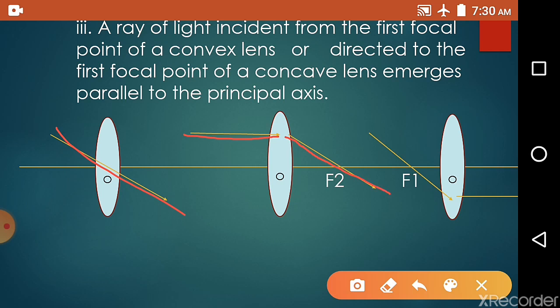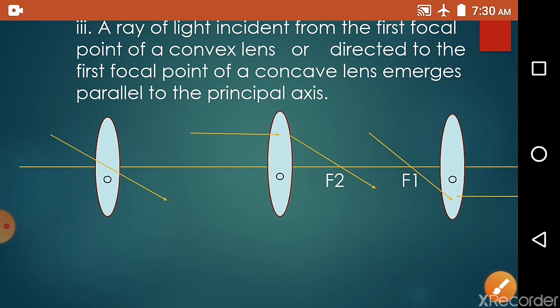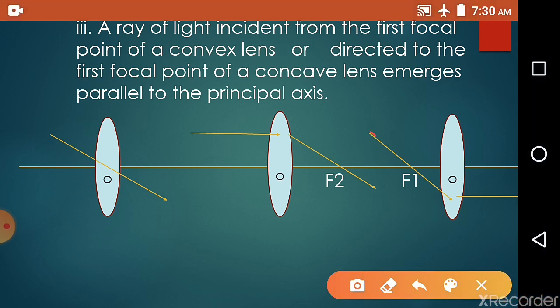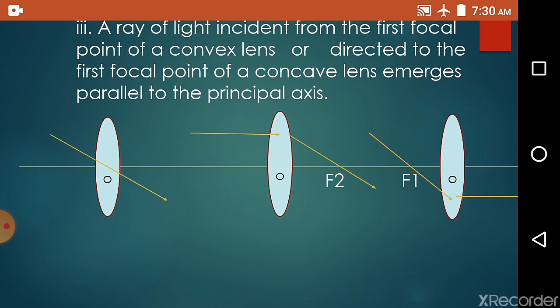Now the third one. See this one first. In the third case, we have the light ray which is passing from the first focal point, and then incident on the lens, and when it emerges, it is parallel. This is what I'm talking about: a ray of light incident from the first focal point of the convex lens. So this is the first focal point, and in the case of a concave lens, it is directed to the first focal point. Let's see, we have the concave lens also.